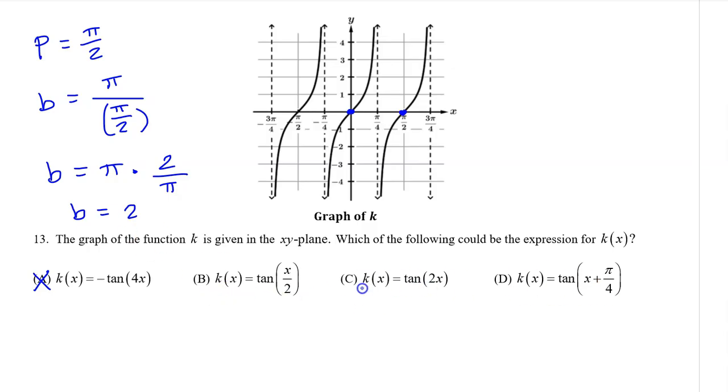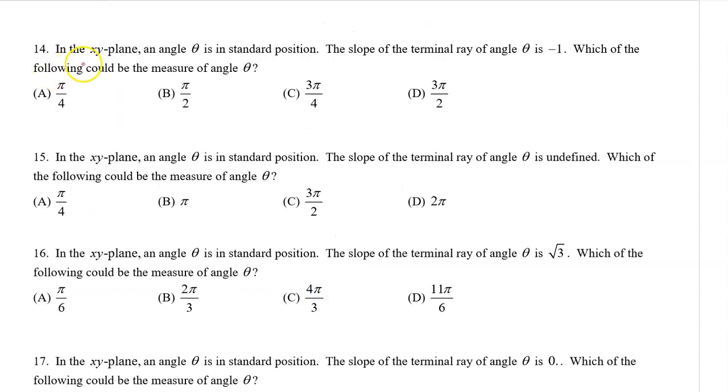Aha! Option C is the only one that has a b value of 2. So that's the answer. Number 14. In the xy plane, an angle theta is in standard position. The slope of the terminal ray of the angle is -1. Which of the following could be the measure of angle theta?